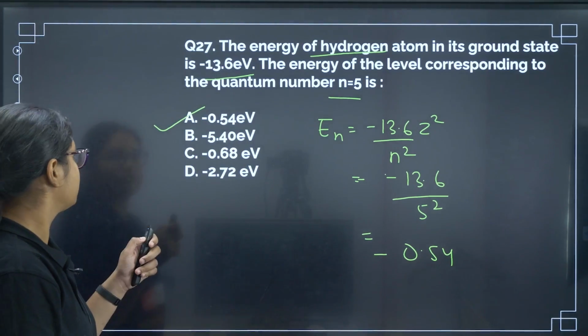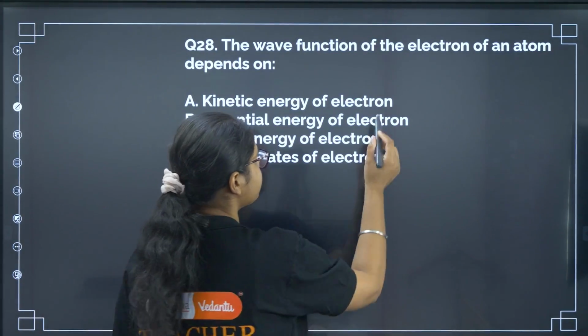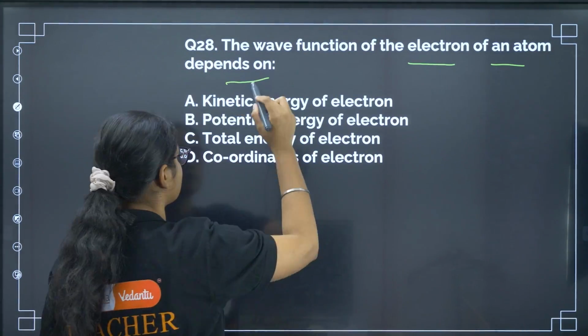Okay. Simple one. Next, the wave function of an electron of an atom depends on.